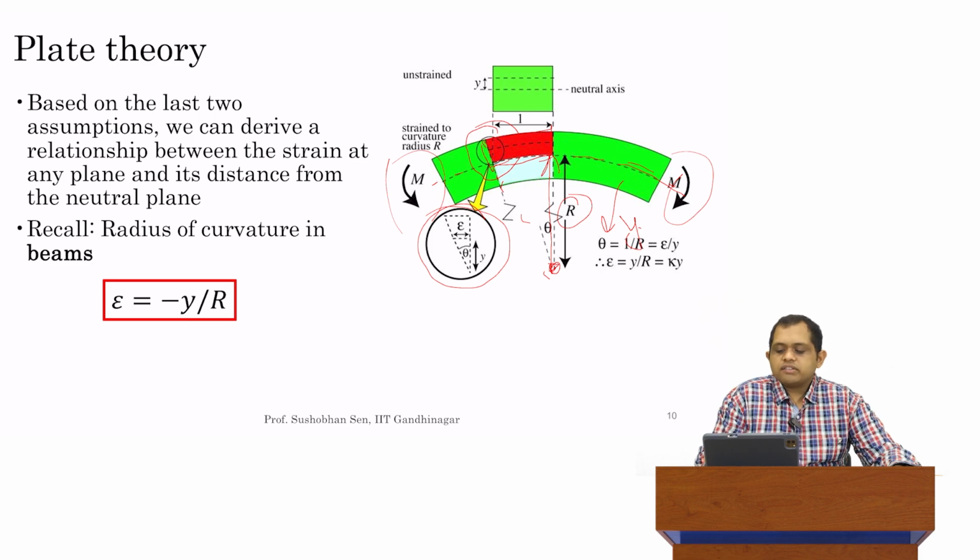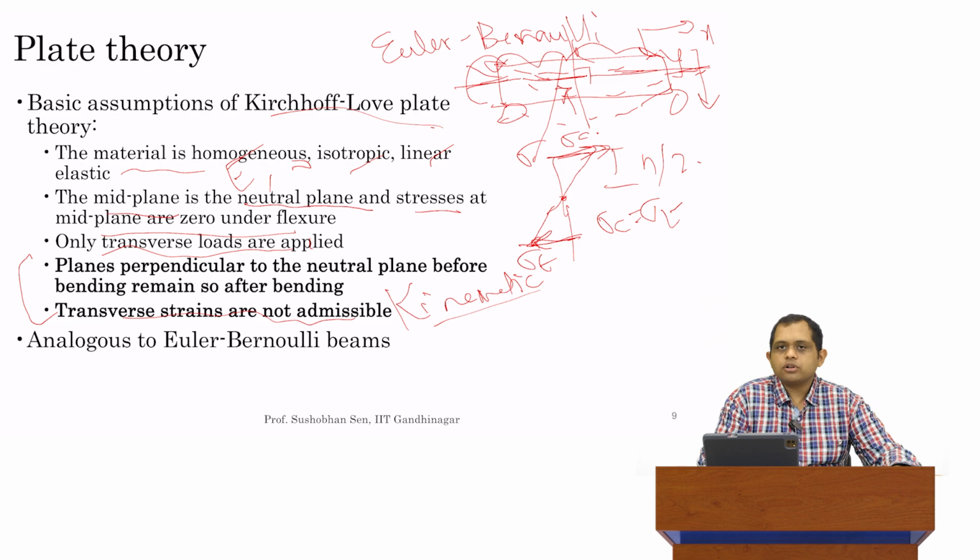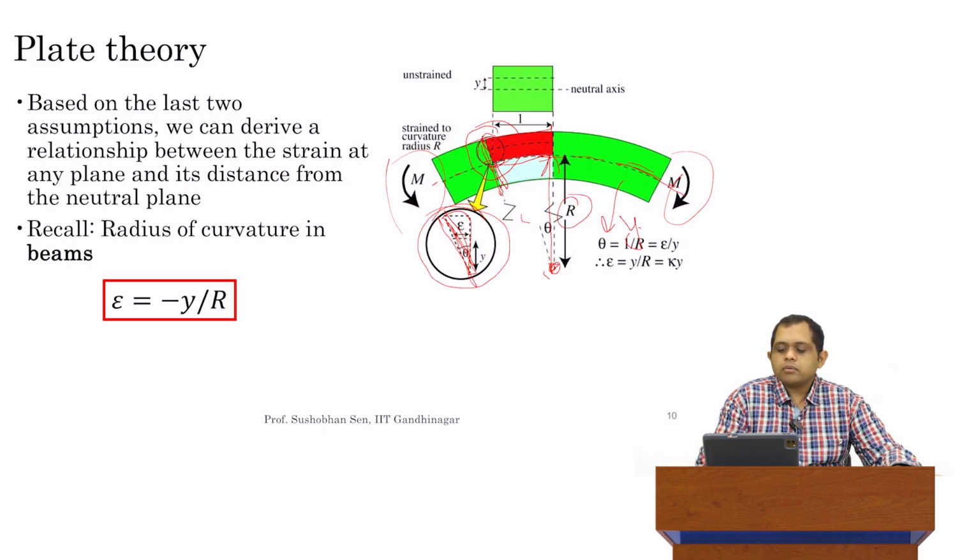Now, if we take a look at this tiny little triangle over here, what we find is, first of all, this particular line, this hypotenuse, is going to be perpendicular to the neutral plane. That goes back to our assumption in the previous slide, which let me highlight again: planes perpendicular to the neutral plane before bending remain so after bending. So before bending, this particular line, the hypotenuse over here, was perpendicular to the neutral axis, and therefore it will continue to remain perpendicular. That's a pretty important assumption which we're going to make use of.